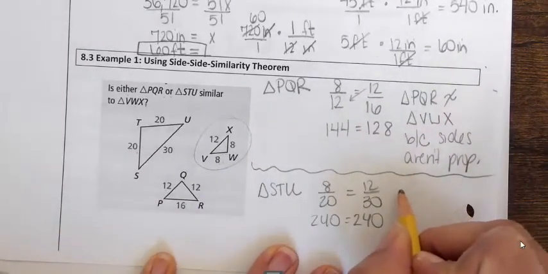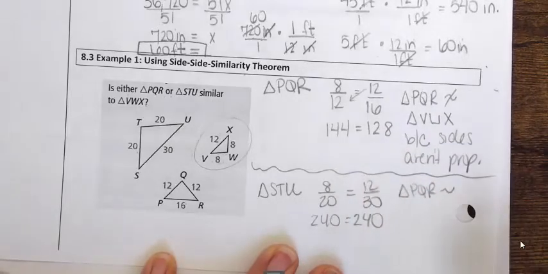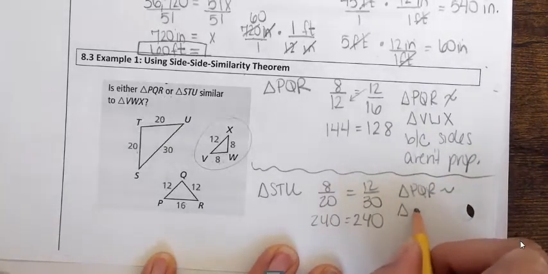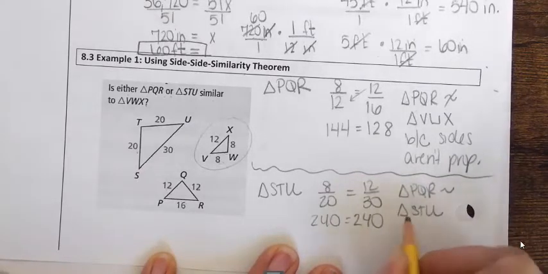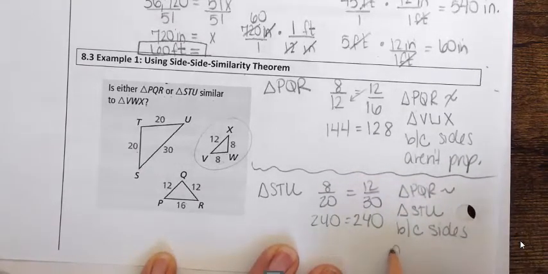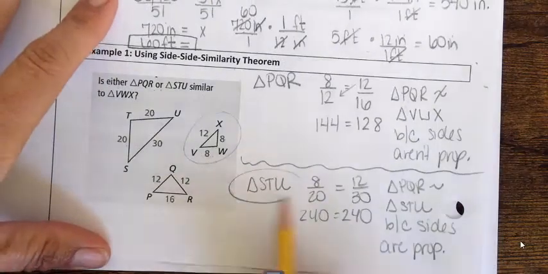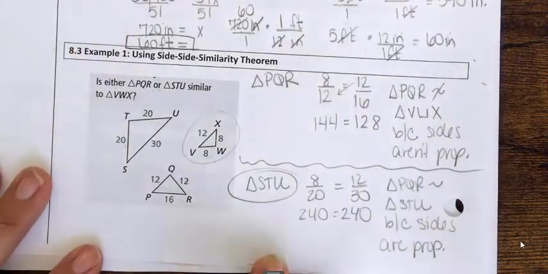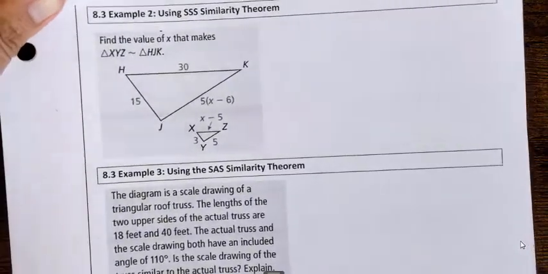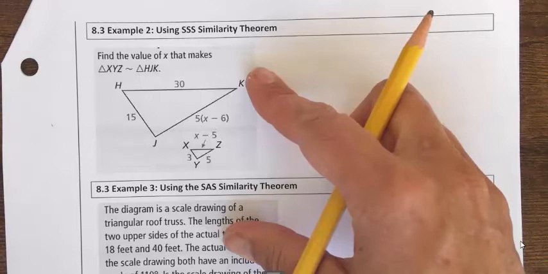So we can say triangle PQR is similar to triangle STU because sides are proportional. Okay, so this is going to be the one that it's actually proportional or similar to. Now, these two examples come from section 8.3.